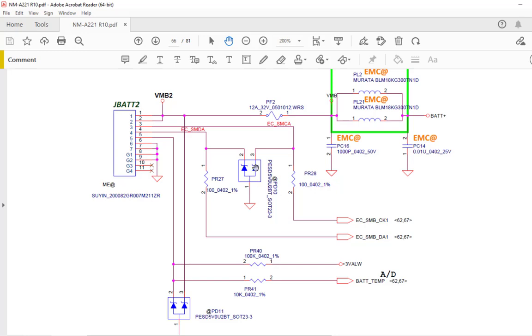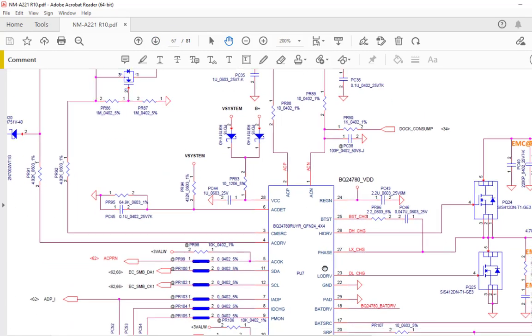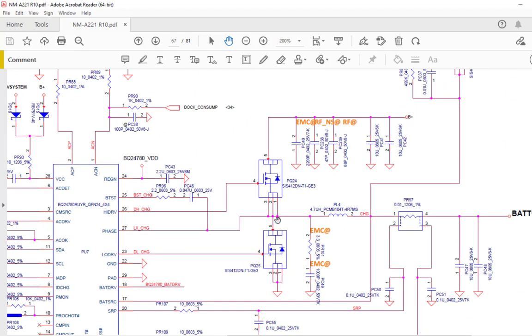Sometimes these two diodes get short, so you have to check those diodes and check this SMBus communication. If the diodes are not short and the SMBus communication is there, then what you can do is go to the battery charging chip. So first you check these two MOSFETs. Both are N channel MOSFETs. You replace both MOSFETs and recheck again.